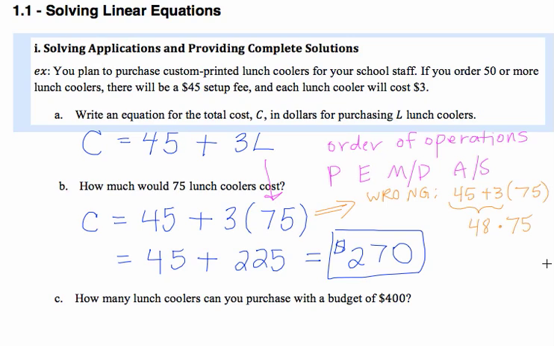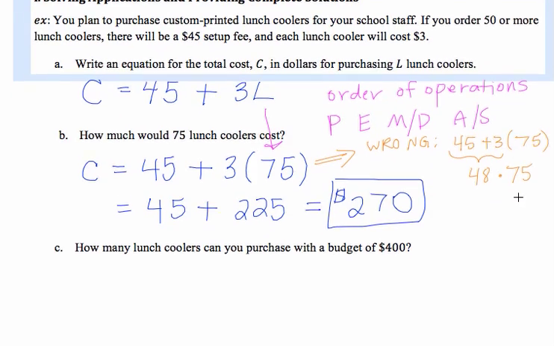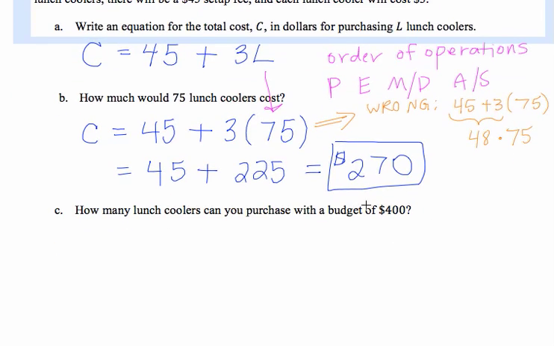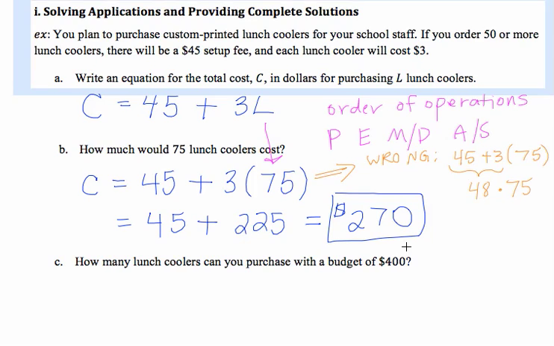Okay, next question. How many lunch coolers can you purchase with a budget of $400? Okay, so you have $400 to spend, let's say, and you're buying lunch boxes. You want to know how many you can buy. Well, they're $3 each, but there's also this $45 setup fee, right? So, I don't know, it's definitely going to be more than 75 lunch coolers, because 75 lunch coolers would cost $270, right?